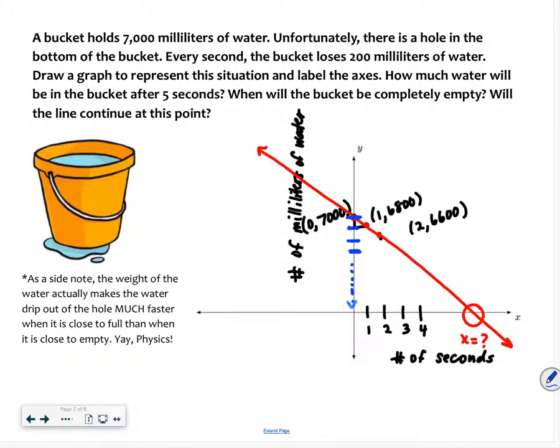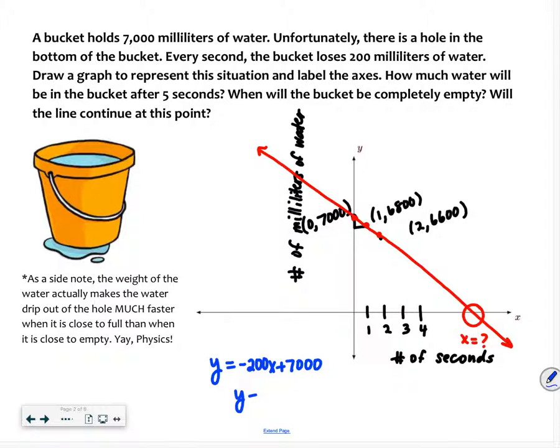But sometimes these graphs are kind of cut off at the end, and we can't really guess, because this might only show part of it. So we got to plug it in. We got to come up with an equation. So I say, well, I started out with 7,000, and every time x increased, I lost 200. So I have negative 200x plus 7,000.